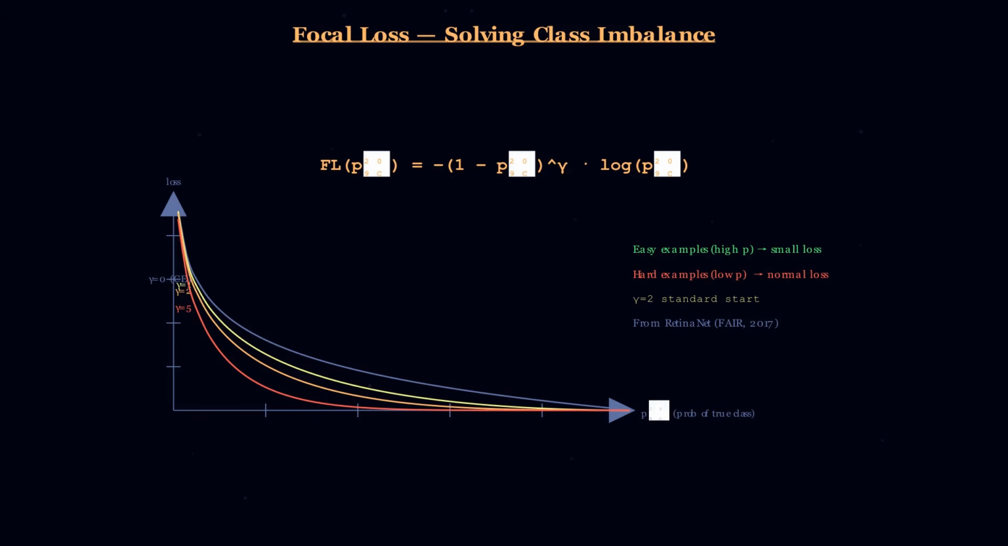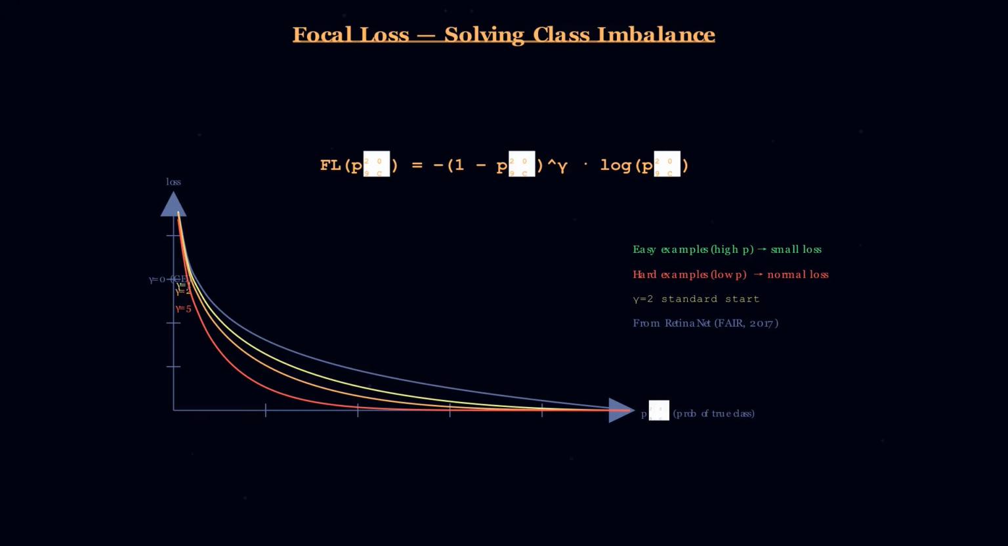Focal loss adds a modulating factor to cross-entropy. FL equals -(1 minus PT) raised to gamma times log PT. The factor (1 minus PT) to the gamma is small when the network is confident. Easy examples contribute little to the gradient. Hard, misclassified examples dominate training.